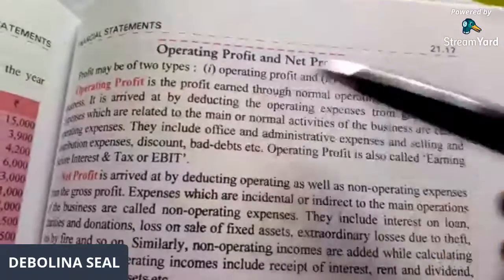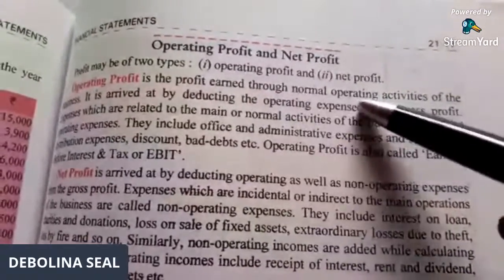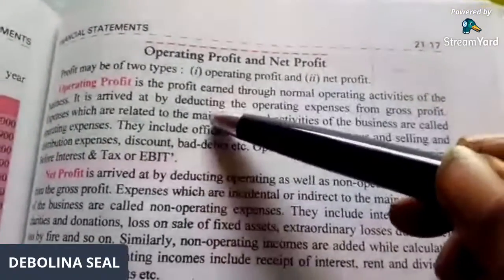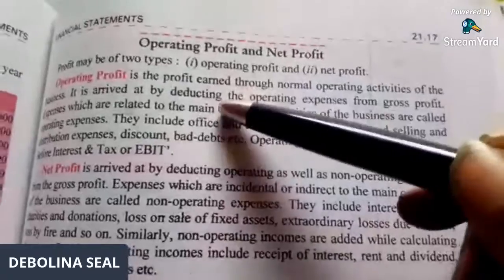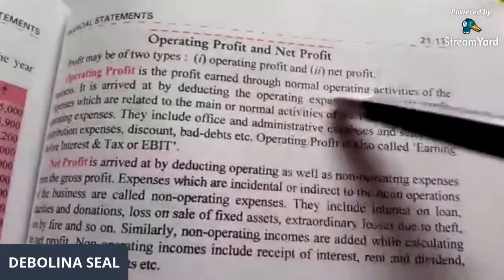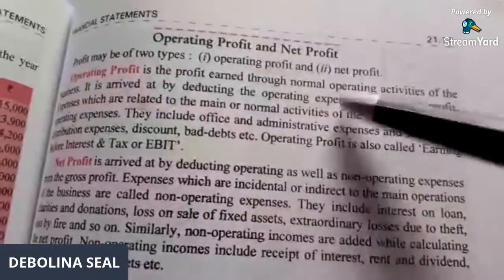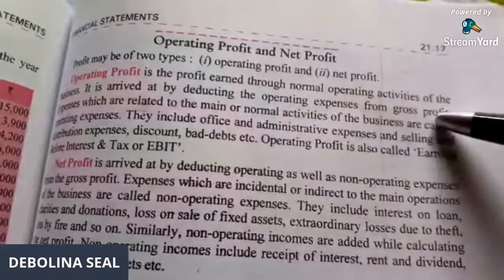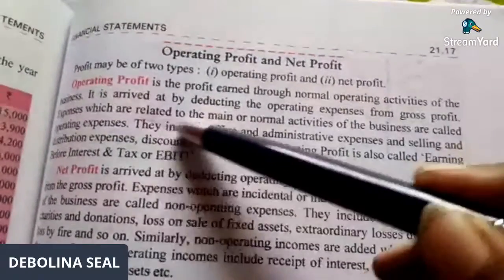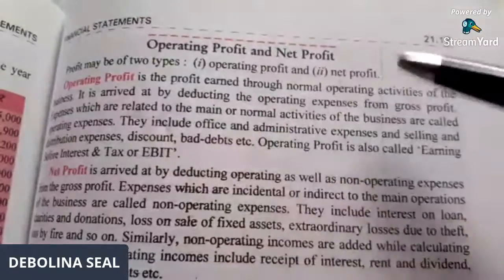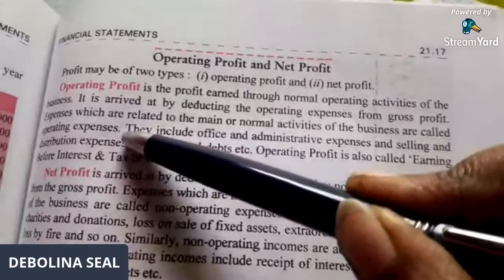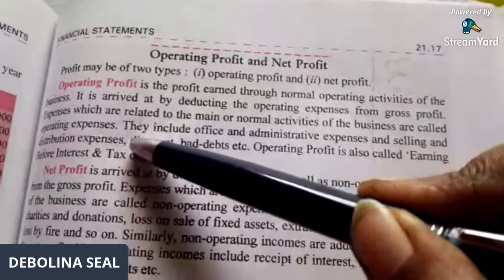Operating profit is the profit which is earned through the normal operating activities of the business. How do you get operating profit? It is arrived at by deducting operating expenses from gross profit. Now you have to know what operating expense is, then only can you deduct those particular expenses from gross profit. Now see, what are they telling you? Expenses which are related to the main and normal activities of the business are known as operating expense.